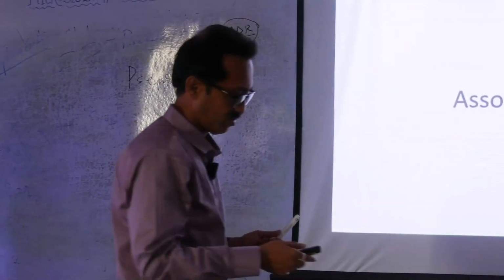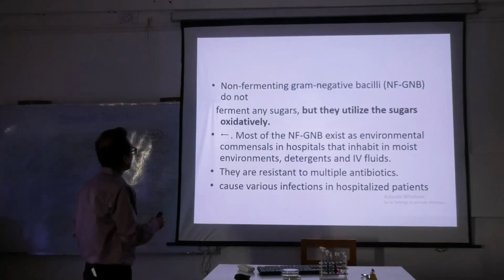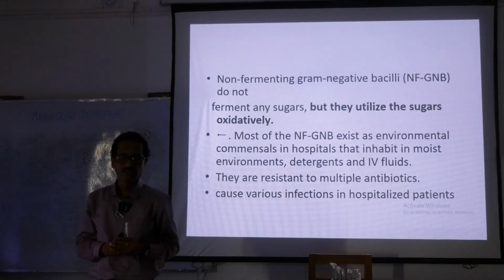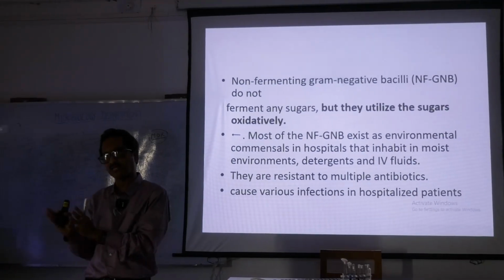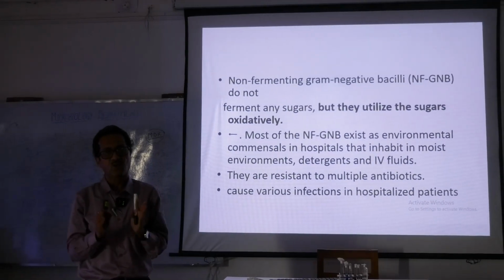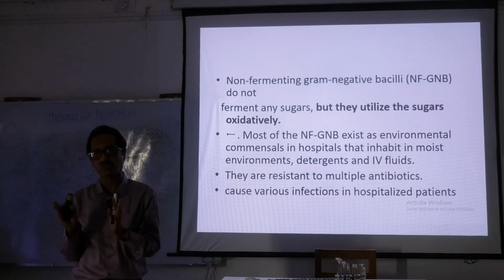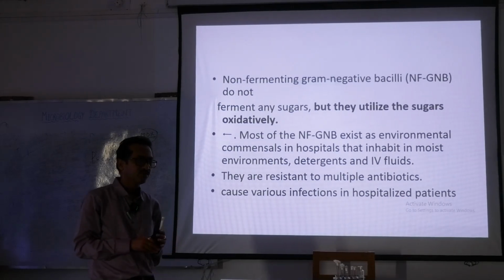So, this is the introduction. Non-fermenting gram-negative bacilli. Before this, we have read that those are Enterobacteriaceae, all could ferment at least glucose. The definition of Enterobacteriaceae includes that it could at least ferment glucose. So, that is the definition.